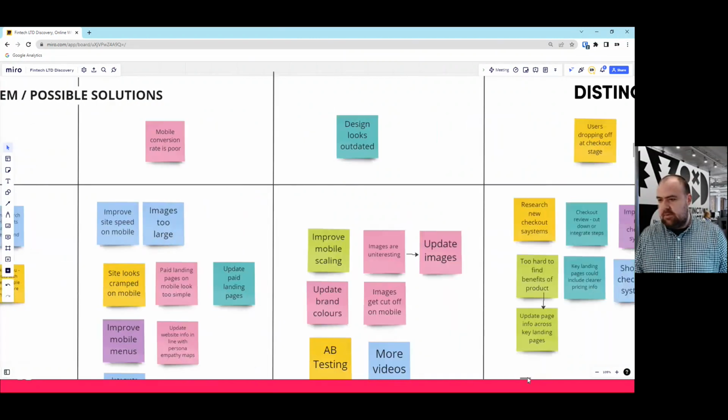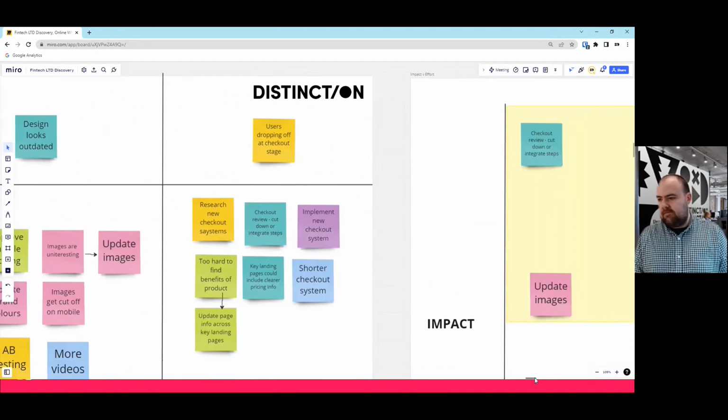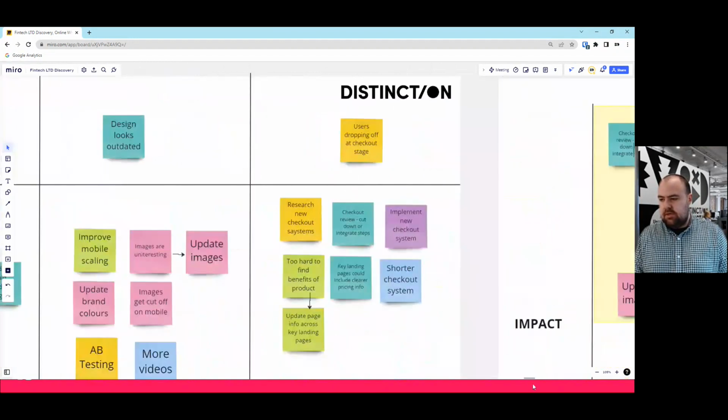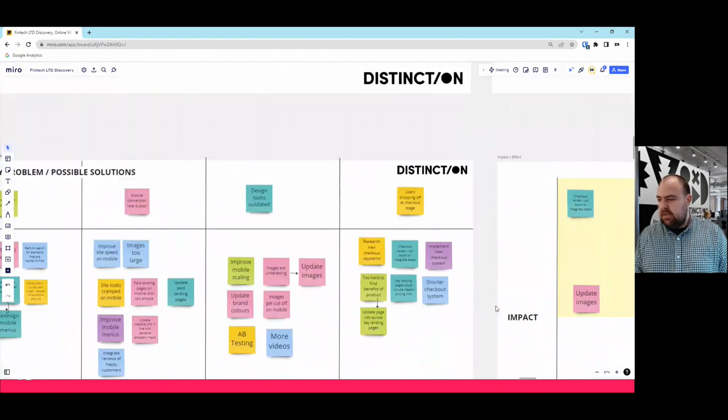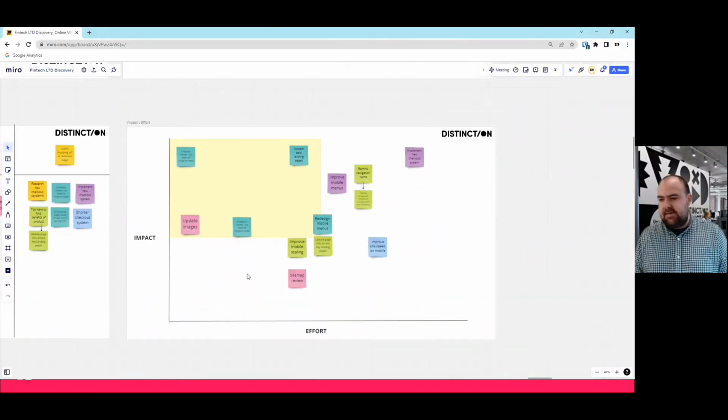So these are all things that have come from either the surveys or analysis of Google Analytics, and users dropping off at the checkout stage. And you can see that lots of possible solutions have come up there. And then the next stage is to rank those solutions in terms of their effort and impact.